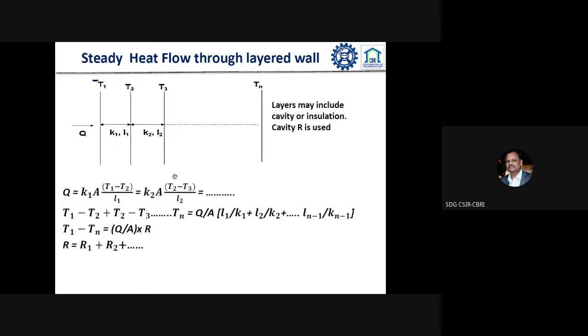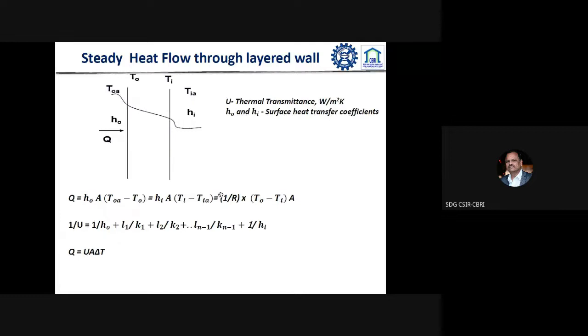For the second layer also it is the same thing, because all this heat is coming from one direction, and we are not considering the unsteady part. So K1 A into this component is equal to this other one, up to the nth layer. If we simplify this equation, at the last we get Q is equal to A into U, that means 1 divided by R, R is the resistance here, then U into (T1 minus T naught), that is, outside surface temperature to the innermost layer surface temperature. With this, we are able to find out the temperature.